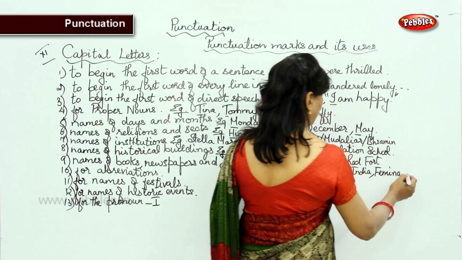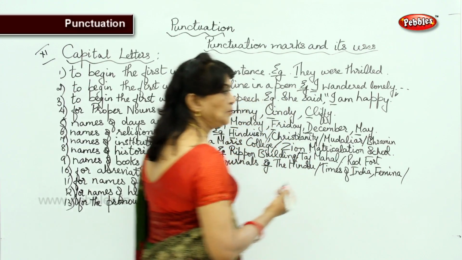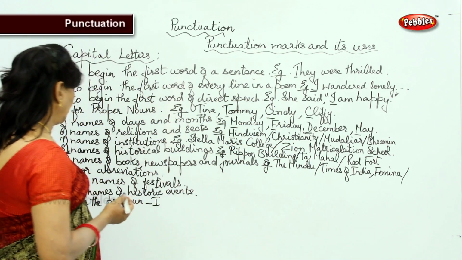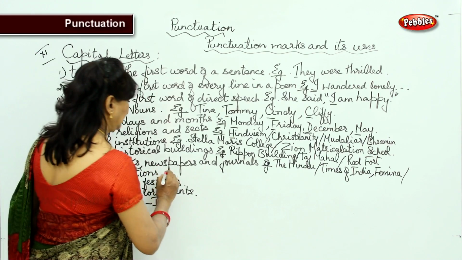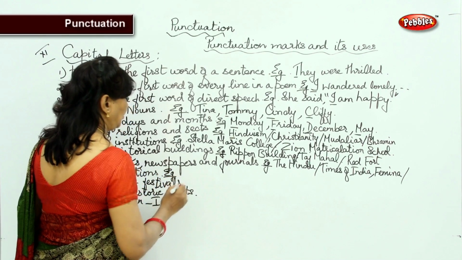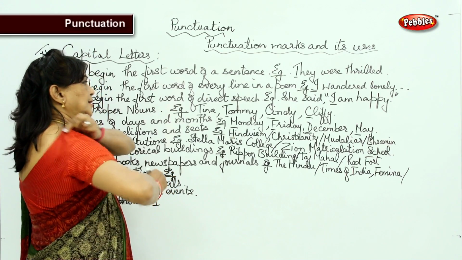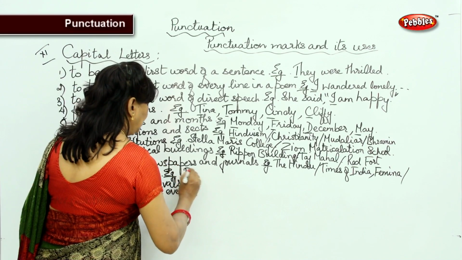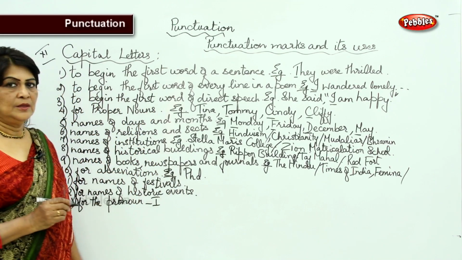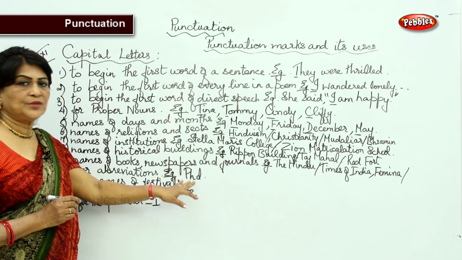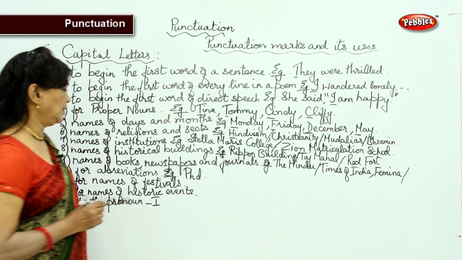Filmfare, Femina, all these are names of journals. For abbreviations, like for example, I told you PhD, doctorate in philosophy, this is a degree.